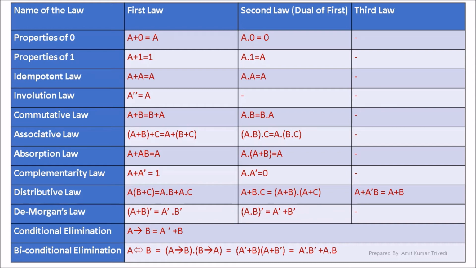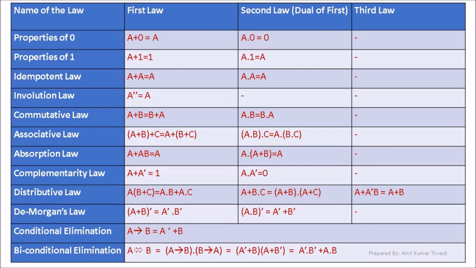There are 3 distributive laws. First one we are very much aware of in general mathematics also: a dot (b plus c), we simply distribute that a to b and c as a dot b plus a dot c. Second is the dual of the first one. You can see simply dot changes to plus, and plus changes to dot. So it is a plus b dot c equals (a plus b) dot (a plus c).